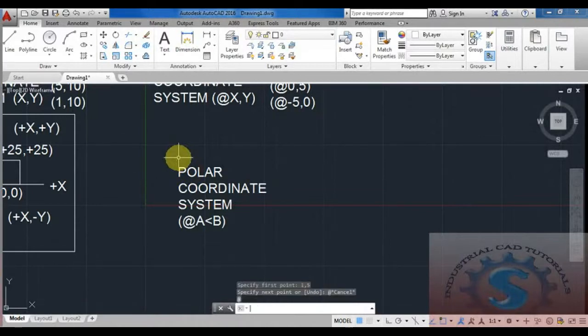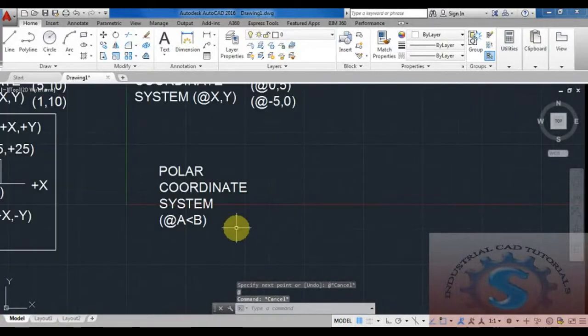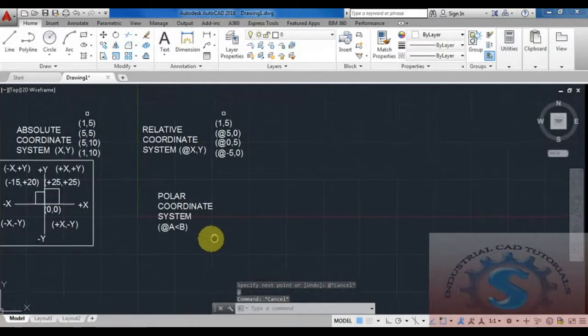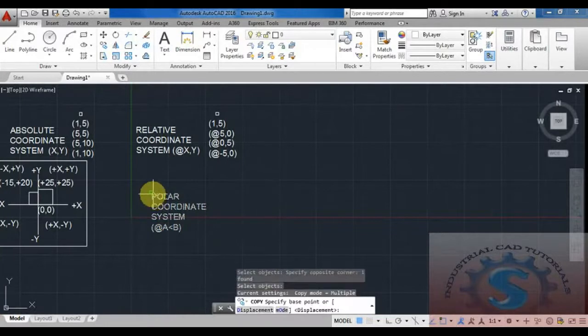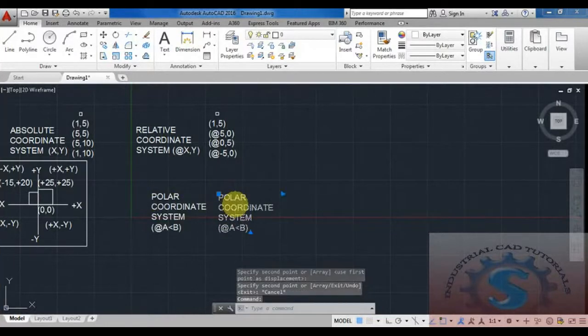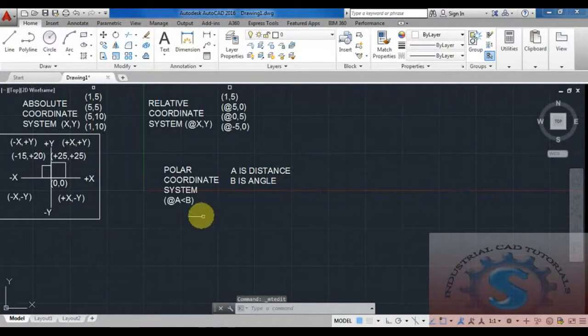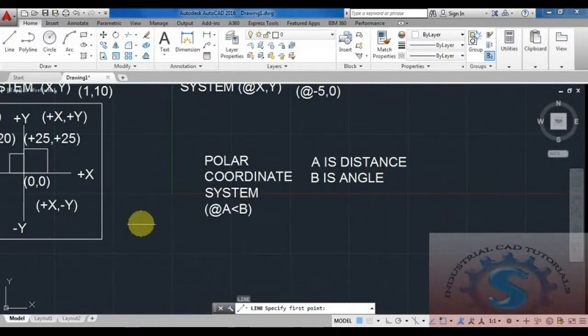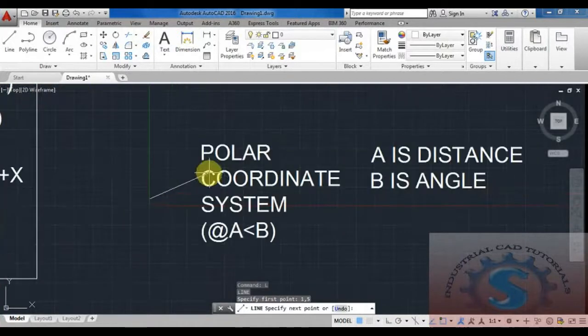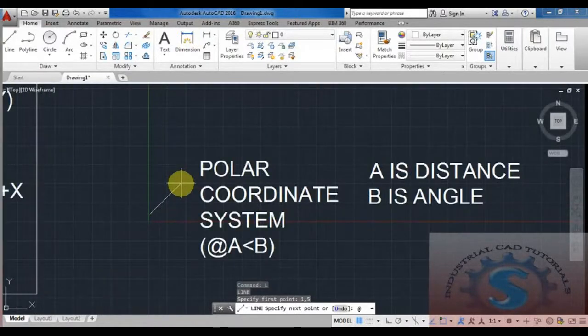Again I am giving the point 1, 5. I will give the values also. First observe the drawing, what type of operations I am performing on the screen. Give the polar coordinate system required. I will explain: A is the distance and B is the angle. For example, @ A less than B is required, A is the distance and B is the angle. On that you substitute the values as you wish, and draw any object like this.